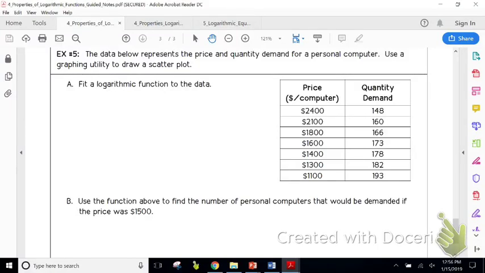All right, example 5 says the data below represents the price and quantity demanded for a personal computer. Use a graphing utility to draw a scatter plot. So they gave us a bunch of data, so this is where we're going to use our stat edit. I have a feeling that the X and Y is flipped. No, because the quantity demanded will depend on what the price of the computer is. Okay, because the higher the price, the less demand. So it's going to be my L1 and my L2.